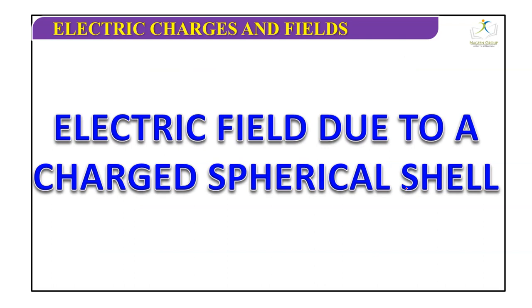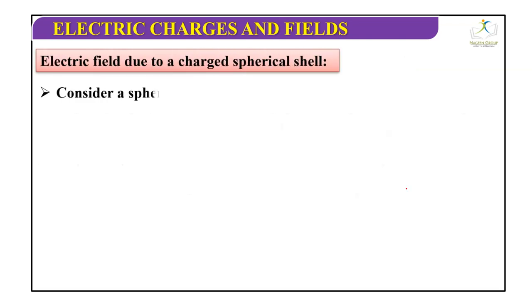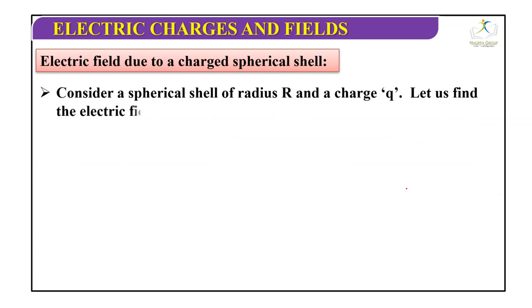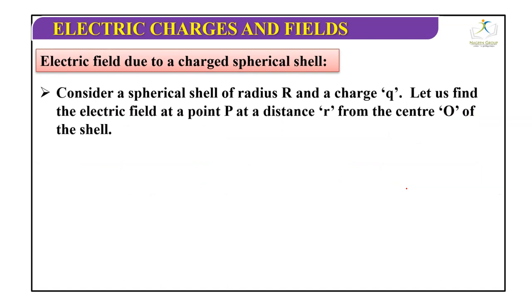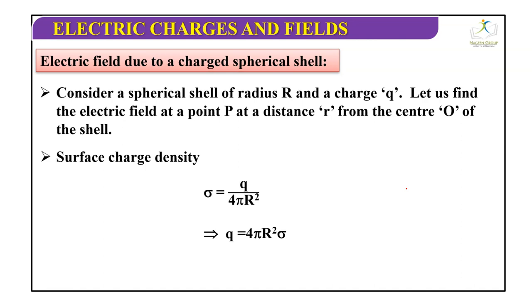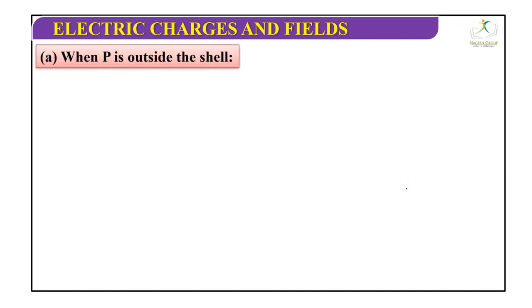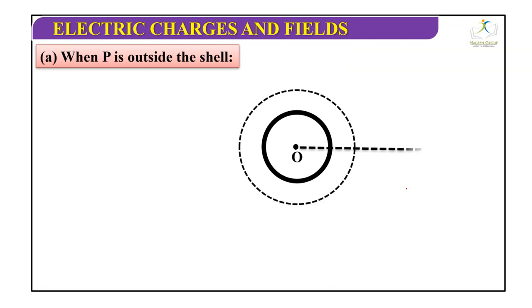Electric field due to a charged spherical shell. For a charged spherical shell, firstly we consider a spherical shell which has a radius capital R and charge small q. At point P, we have to find the electric field at the center of the shell. Surface charge density sigma is Q by A, so sigma is equal to Q by A. So Q is equal to sigma into 4 pi r square, because the value of A is 4 pi r square for a sphere. Where point P is outside of the shell, for this scenario we make a Gaussian surface.